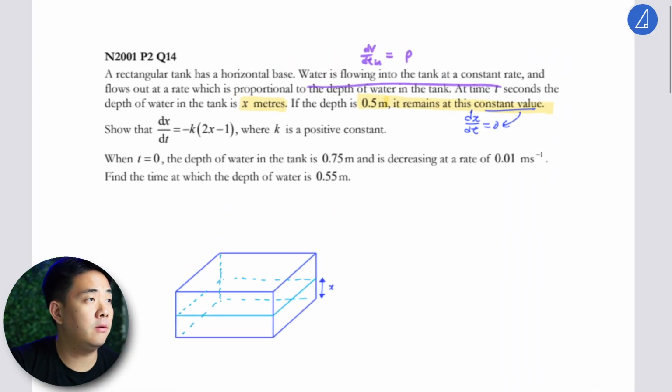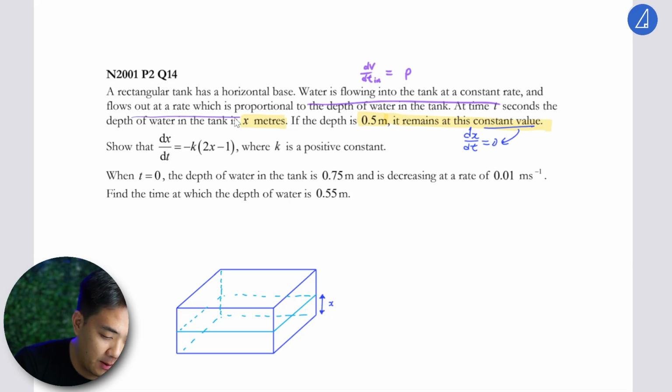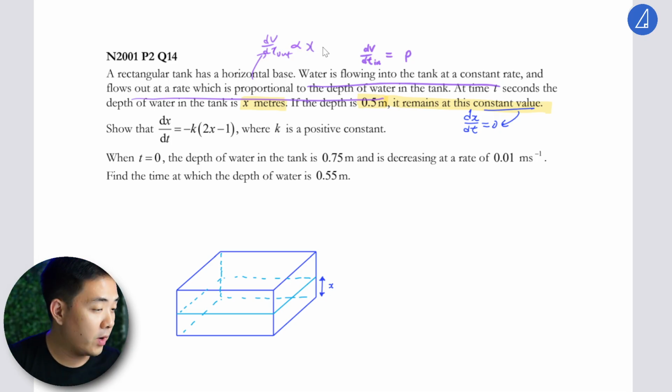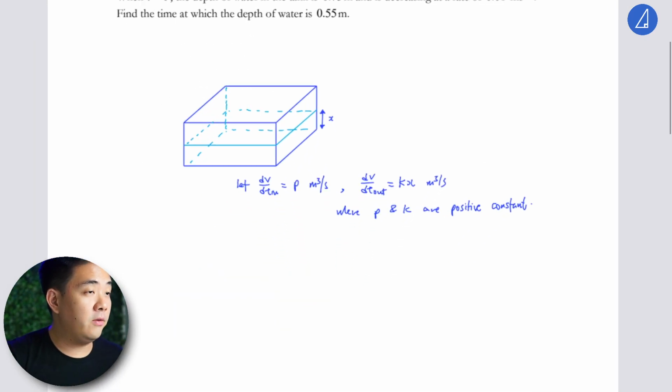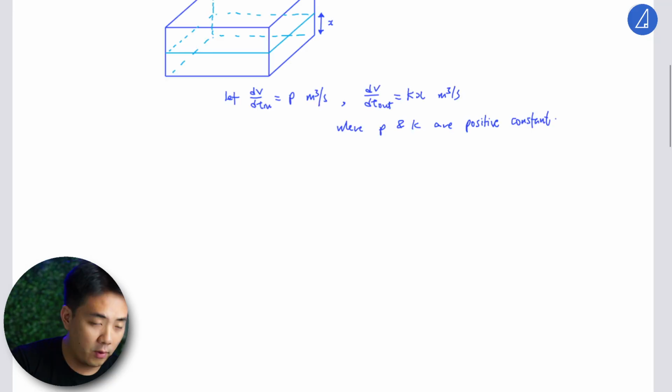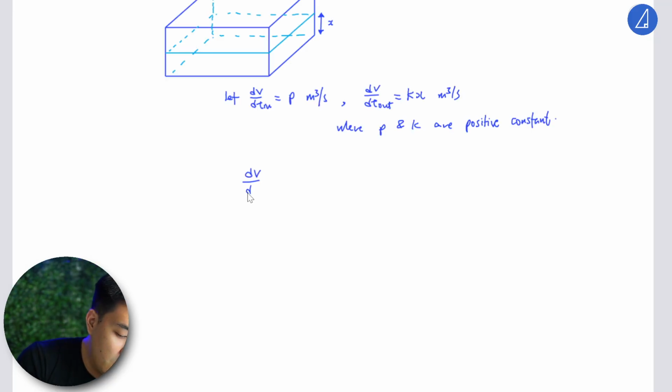Then after that, it flows out at a rate which is proportional to the depth of the water. So meaning to say, we have dV/dt out, proportional to x. That's the two things I can write down: dV/dt in and dV/dt out, where p and k are positive constants. So dV/dt net will be in minus out, so p minus kx.